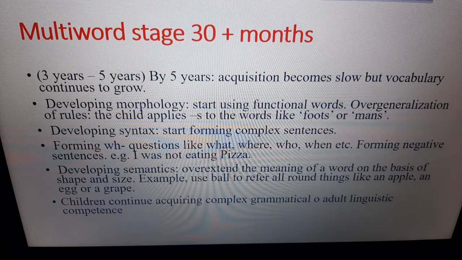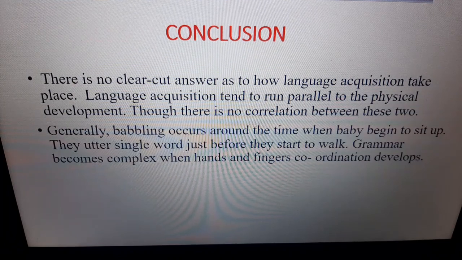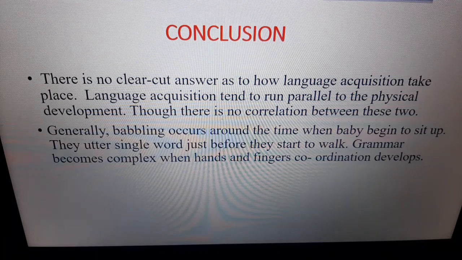Children continue acquiring complex grammatical or adult linguistic competence in this stage. And the conclusion of this question is, there is no clear-cut answer as to how language acquisition takes place. Language acquisition tends to run parallel to physical development, though there is no correlation between these two.